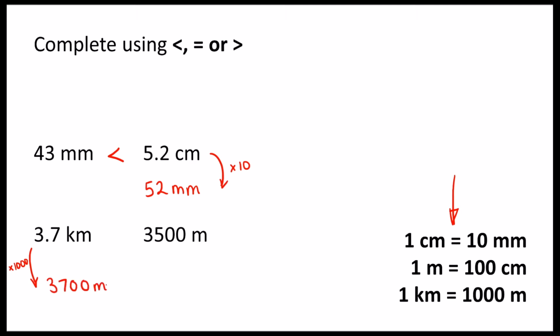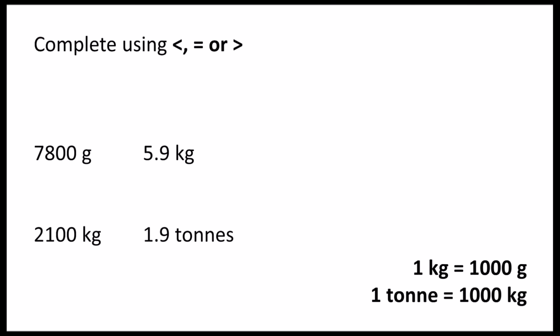And again, because the units are the same, I can now compare them. I know that 3,700 is more than 3,500, so I can say 3.7 kilometres or 3,700 metres is greater than 3,500 metres. The second type of metric conversion is weight, and there are 2 things that you need to know. The first one is that 1 kilogram is equal to 1,000 grams, and secondly, 1 ton is equal to 1,000 kilograms.